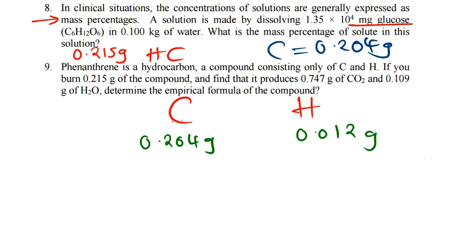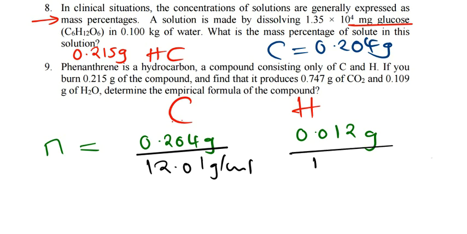Okay, so now that we've got our masses, we can actually determine the number of moles. How do we determine the number of moles? By dividing by the molar masses. So 12.01 grams per mole, and then 1.008 grams per mole. Okay, so grab your calculator there.